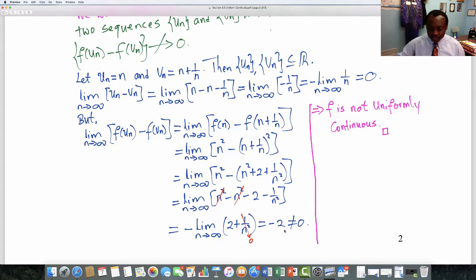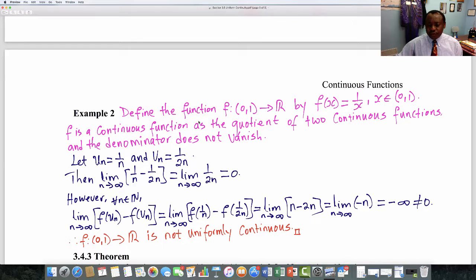Let's take one more example. Example 2. Define the function f from the open interval 0, 1 to R by f of x equals 1 over x, where x is in the open interval 0, 1. Then f is continuous as a quotient of two continuous functions. The constant function is continuous, x is a polynomial function, is continuous. The denominator does not vanish in the interval 0, 1 since 0 is not included. Therefore, we have the quotient of two continuous functions and it is continuous. So f is a continuous function on the open interval 0, 1.